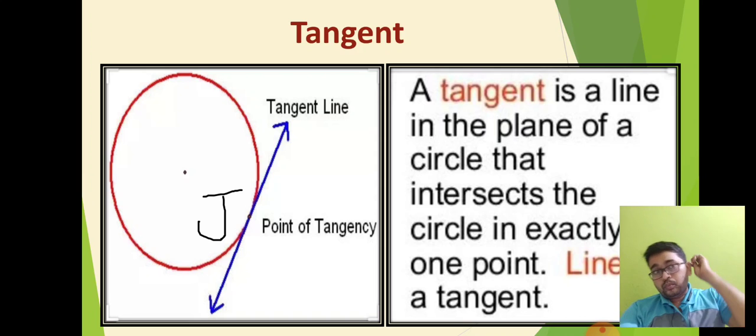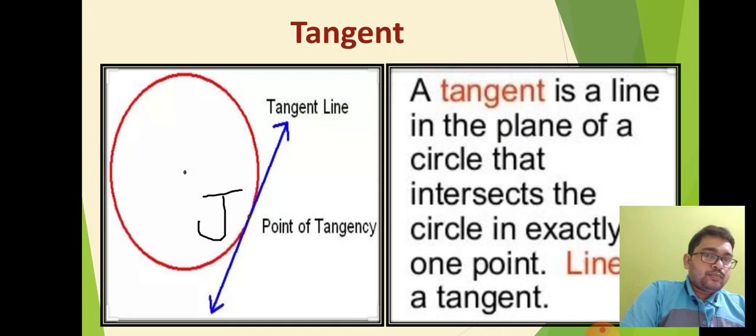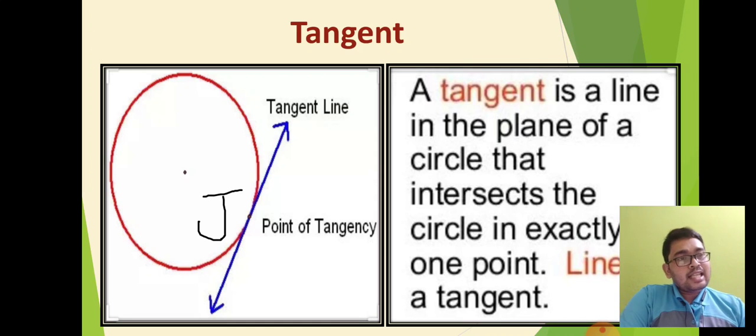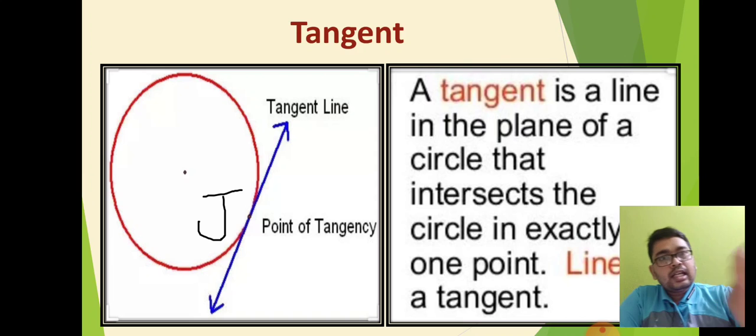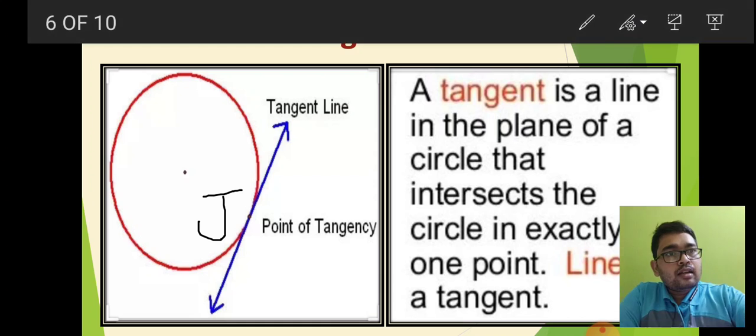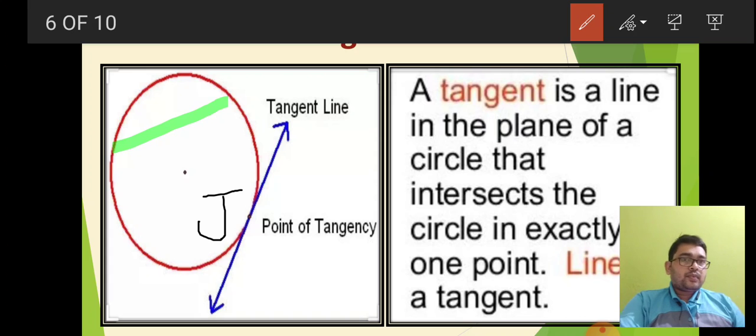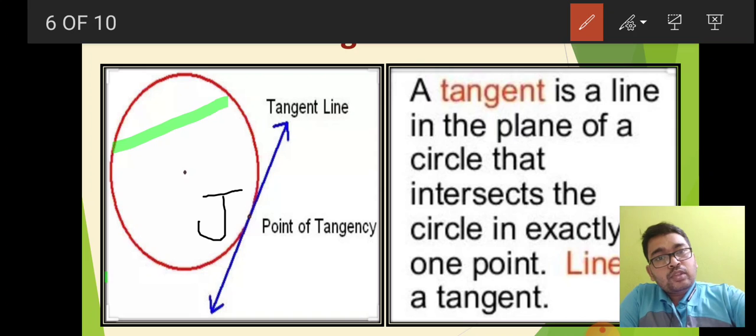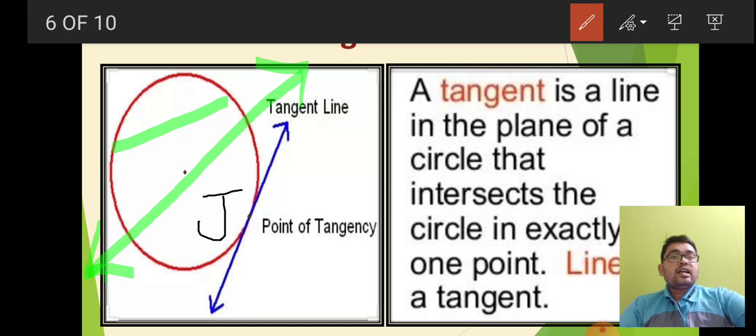In the previous class you have already learned about the chord and secant. What is the chord? A chord is a line segment joining the circle at two different points. Suppose I join from here to here, it is the chord. And what is the secant? A secant is a line which intersects the circle at two different points. It should be a line.